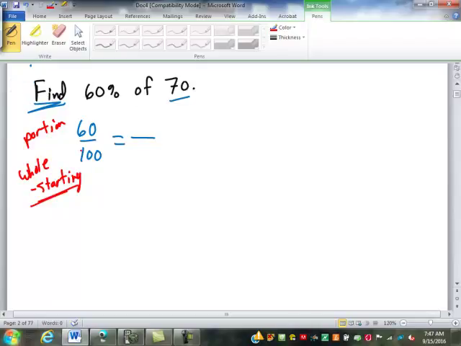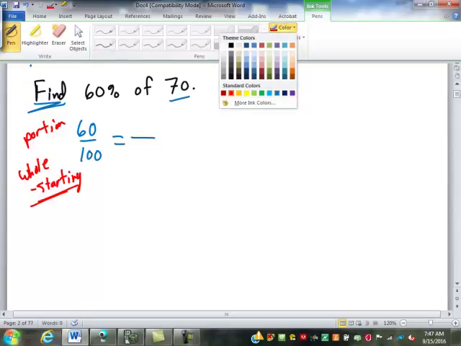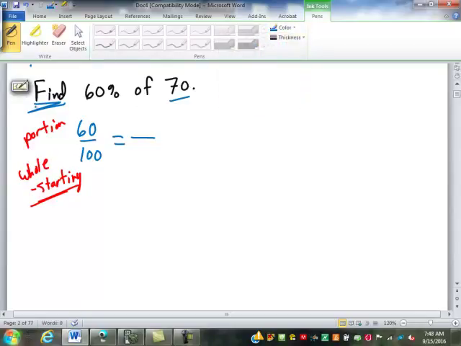100% is the whole thing. It's often referred to as the base. It is what all of our calculations are based off of. So back up here in the problem, one of the numbers, the number we're asked to find, or the 70, is the whole thing. One of them is the piece we're looking at that's represented by the 60%.